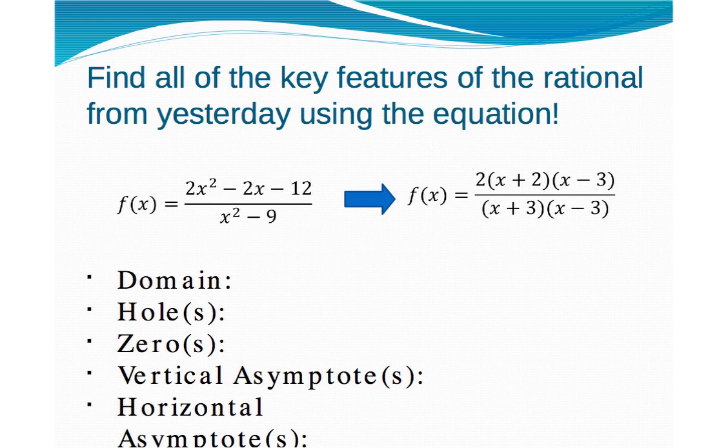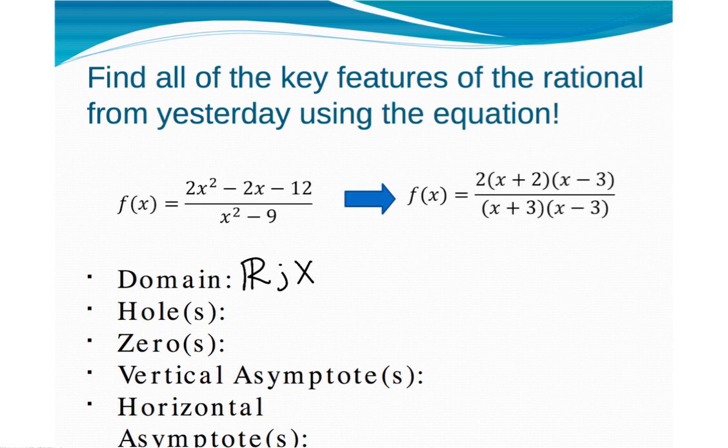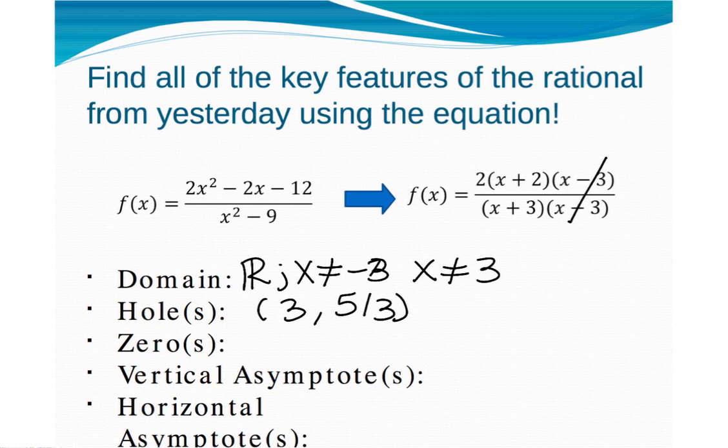So putting it all together, looking at this one rational function, we can find all these pieces of information. So we found the domain by looking at the denominator. And by looking at the denominator, we can see that we have all real numbers except x could not be -3 or x could not be +3. Our hole was at 3, 5/3. Remember, our hole was what canceled, and then we plugged into the simplified version to find our y coordinate.